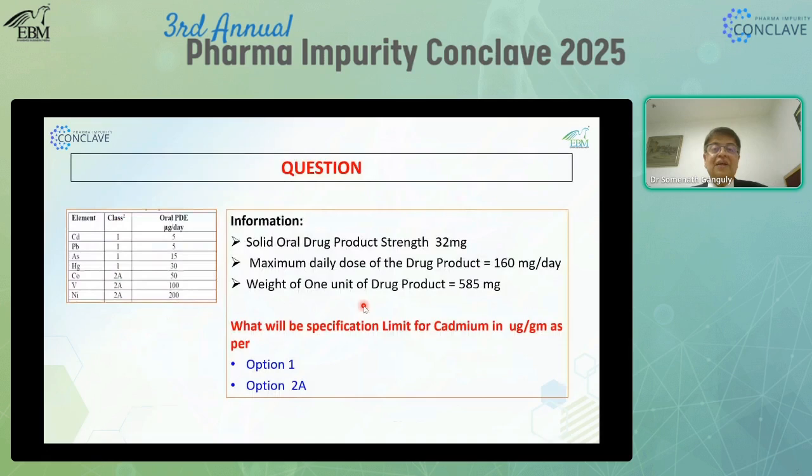And this is my last slide. It is one question to the audience who are listening. I am not telling the answer right now, but similarly, suppose one drug product is 32 mg, maximum daily dose is 160 mg per day. Weight of 1 unit of drug product is 585. What will be the permissible limit for cadmium using option 1 and option 2? This is a very simple question. So you can answer this thing.